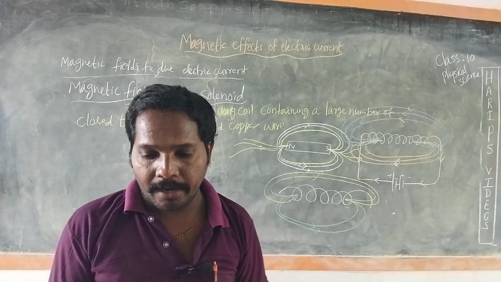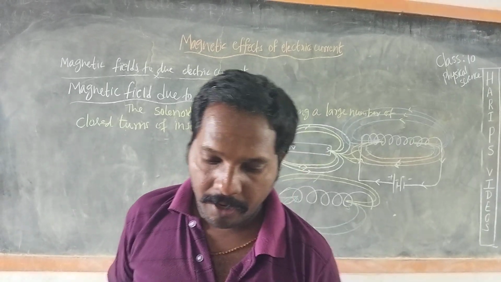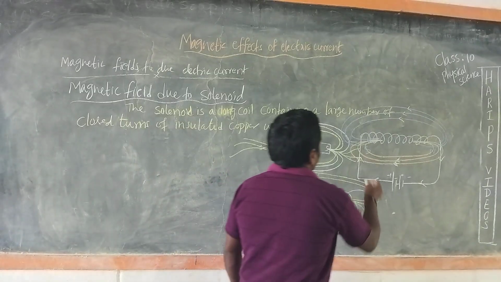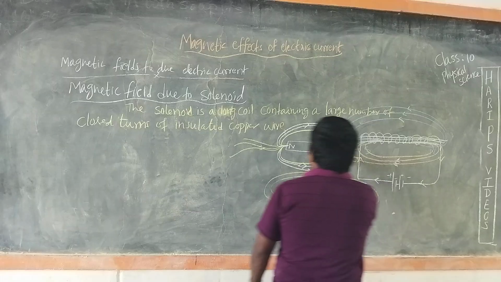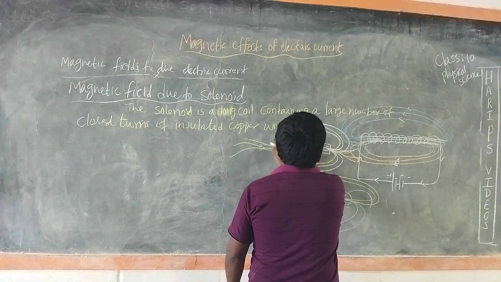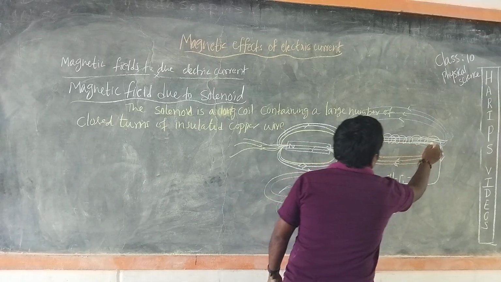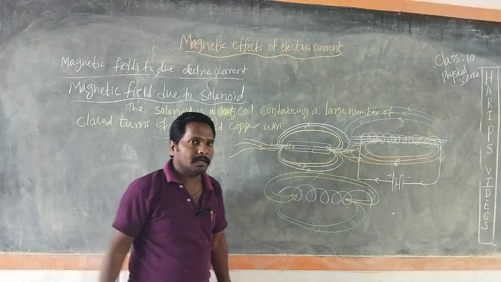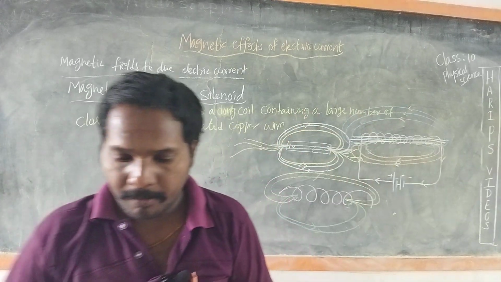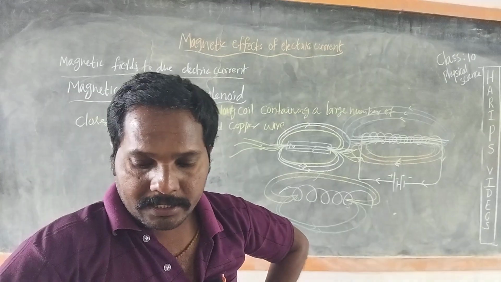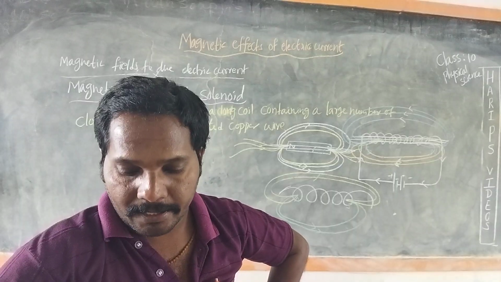So the magnetic field lines inside the solenoid are in the form of parallel straight lines, like a bar magnet. The magnetic field lines are parallel inside the solenoid. This indicates that the strength of the magnetic field is the same at all points inside the solenoid.